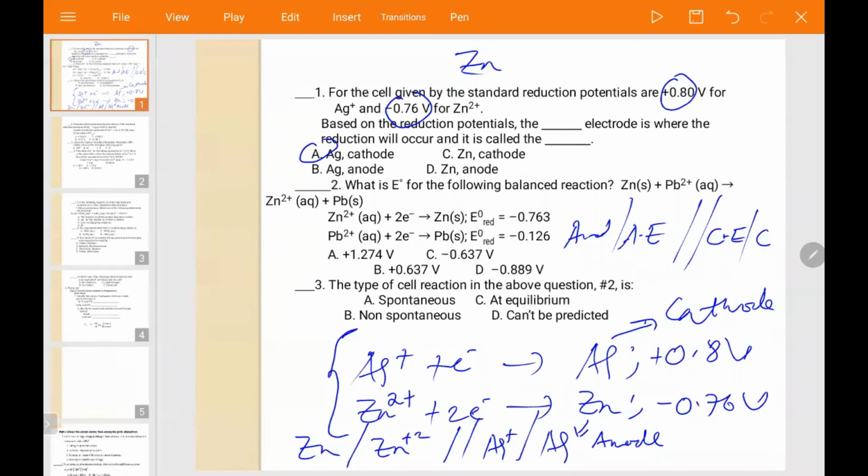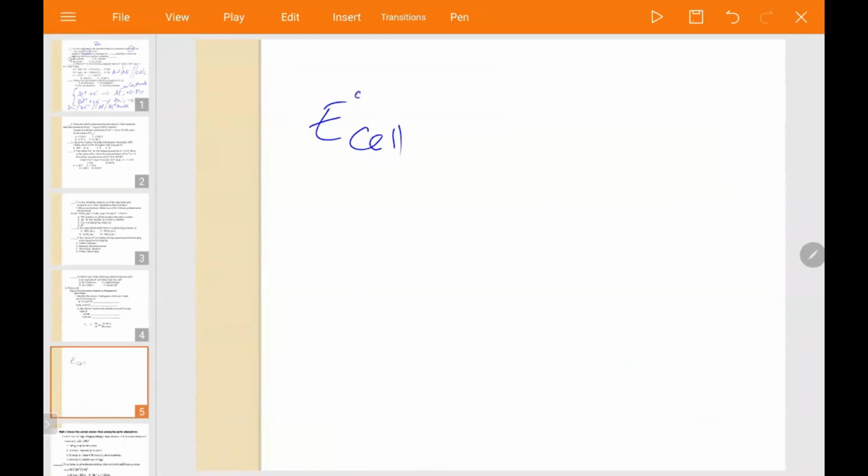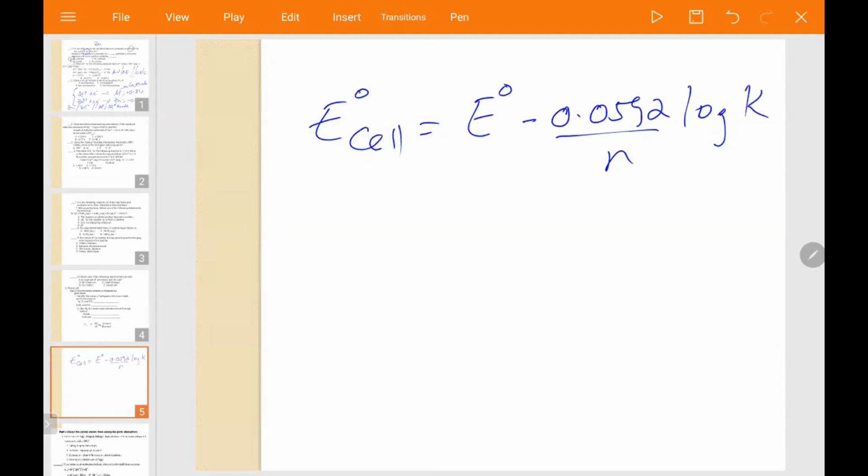Here we have formulas. Did you remember the formula? E of cell is given by E naught of the cell minus 0.0592 over n times log what? Log K or log Q. Yes? What is log K? Or log Q you can use. Log K is given by the log of the equilibrium expression, the equilibrium constant expression. How can you write the equilibrium expression?